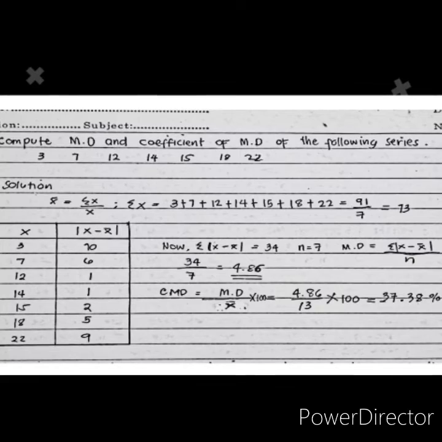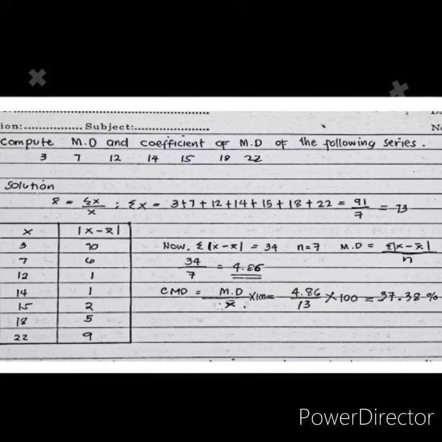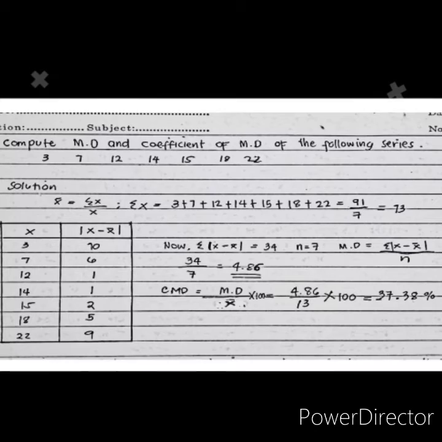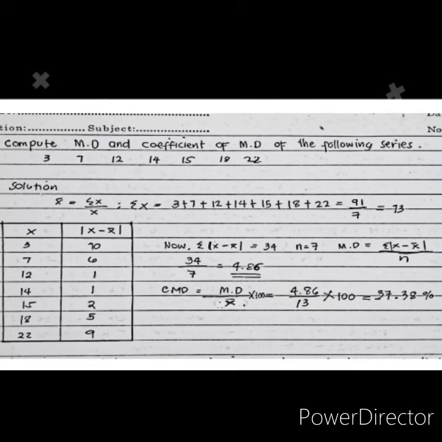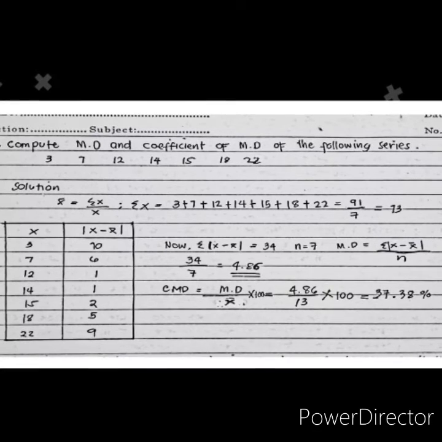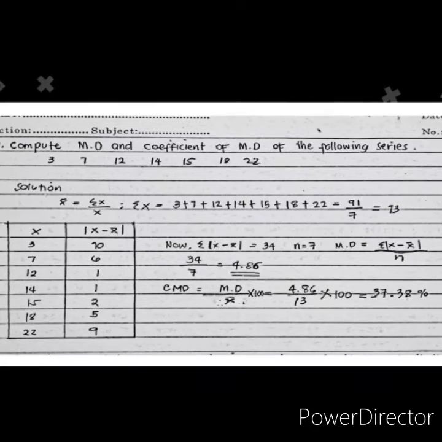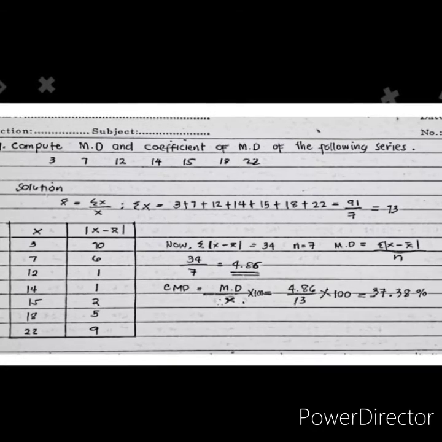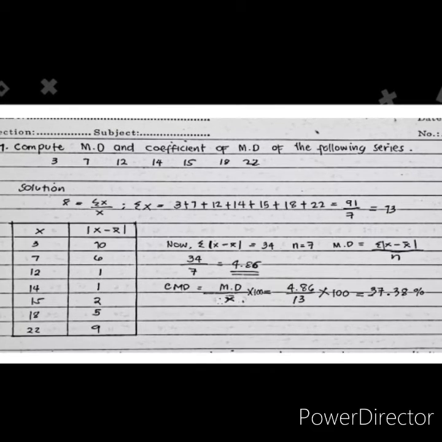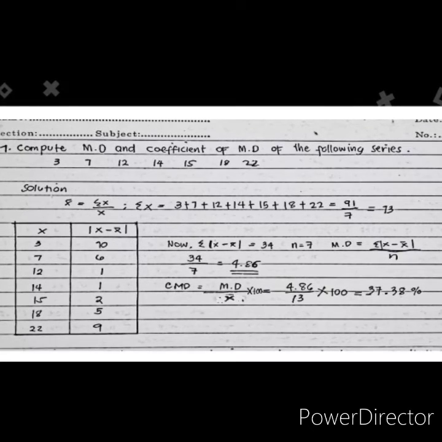We have here another example. First, we have to compute the mean deviation and the coefficient of mean deviation of the following series: 3, 7, 12, 14, 15, 18, and 22. So here is the solution. We have to find the mean, which is the summation of x over n: 3 plus 7 plus 12 plus 14 plus 15 plus 18 plus 22, and the answer is 91 divided by the number, which is 7, is equal to 13.